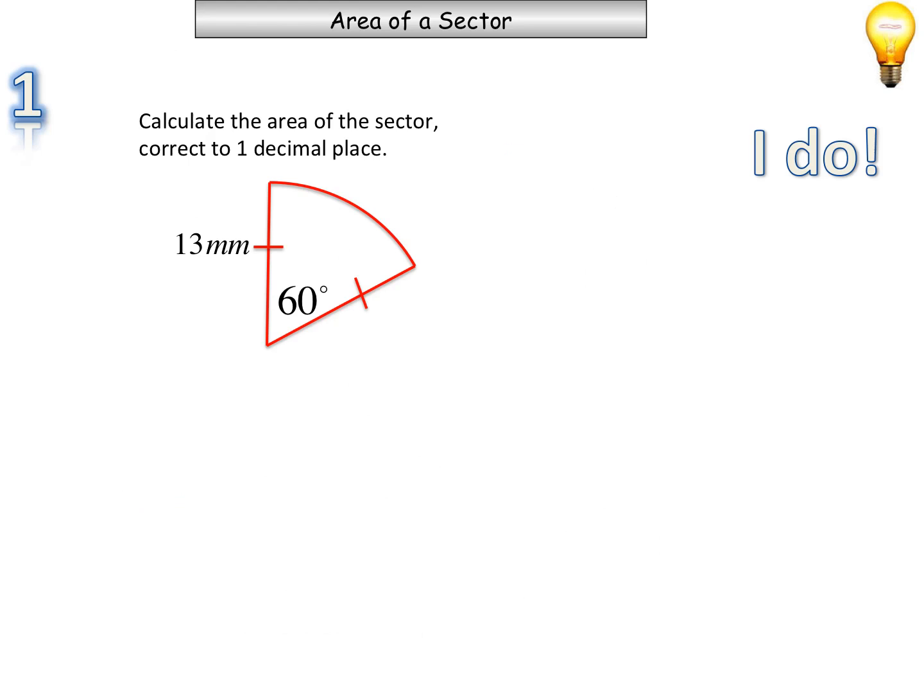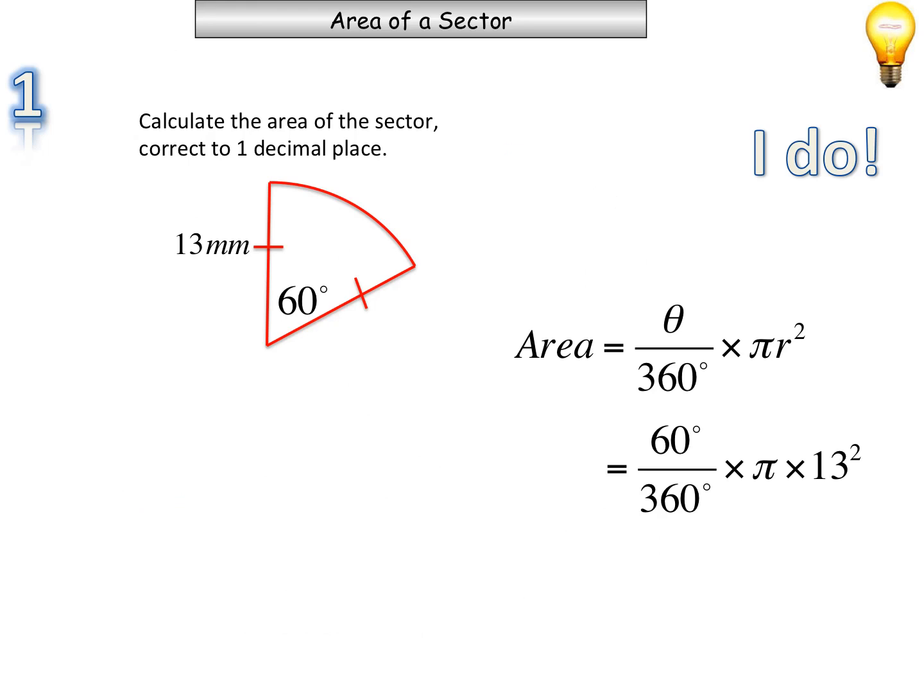Okay, so the first question I'll do, and I'll show the working step by step, and we'll see how we get the answer for this particular shape. So calculate the area of a sector to one decimal place. First step, write down our formula. Figure out what our bits and pieces are. So that is our radius. This is our angle theta.